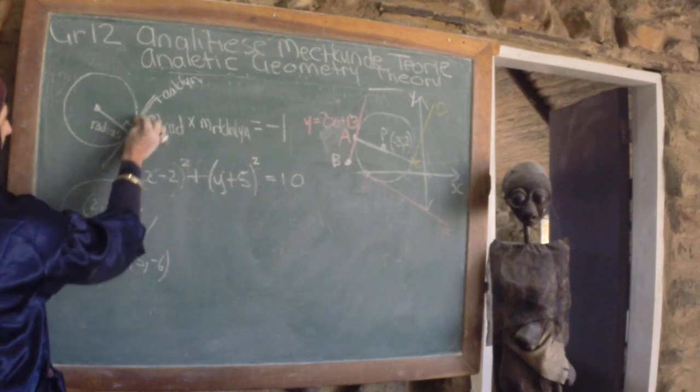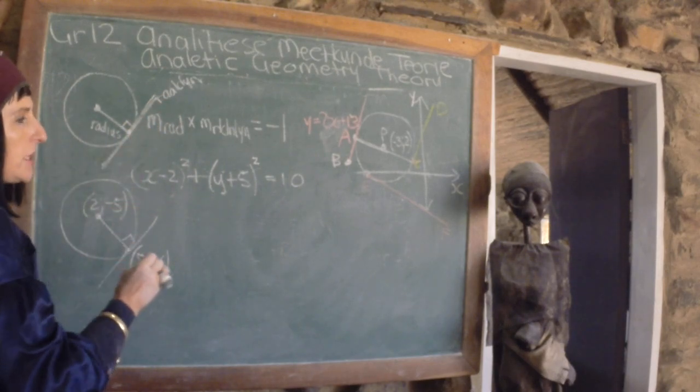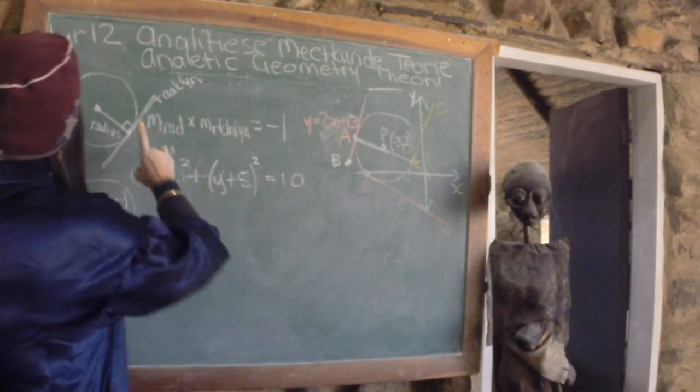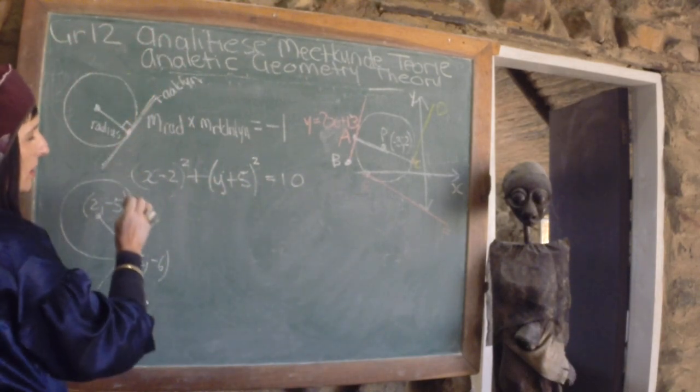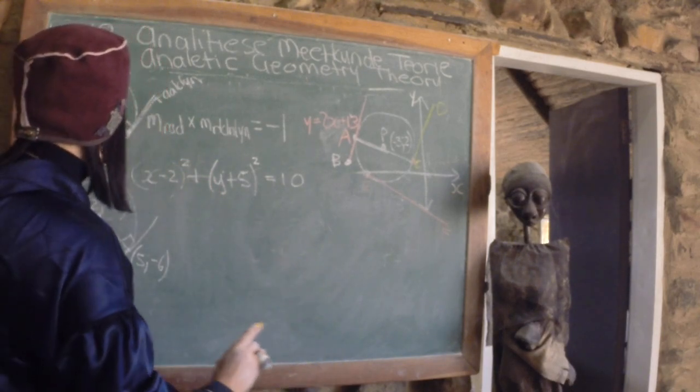A tangent is a line that touches the circle only at one coordinate. 'n Raaklyn is 'n lyn wat die sirkelrand raak slegs by een punt.